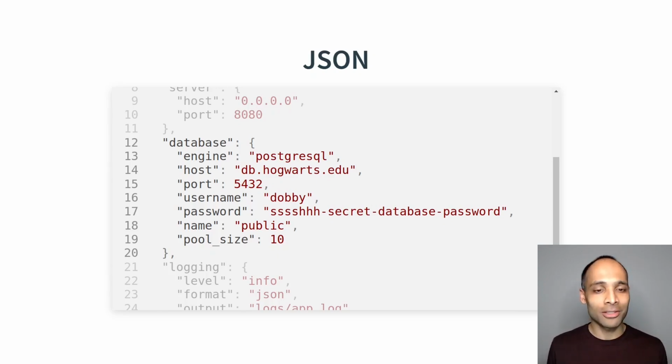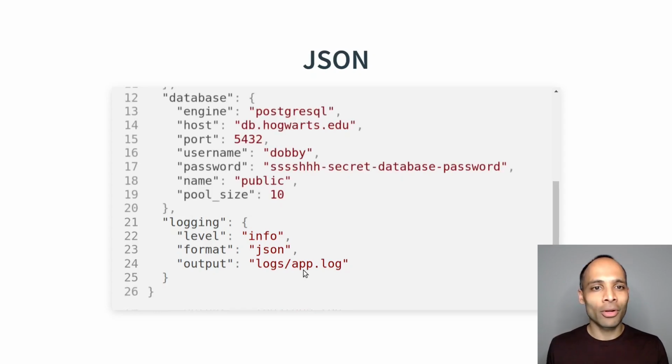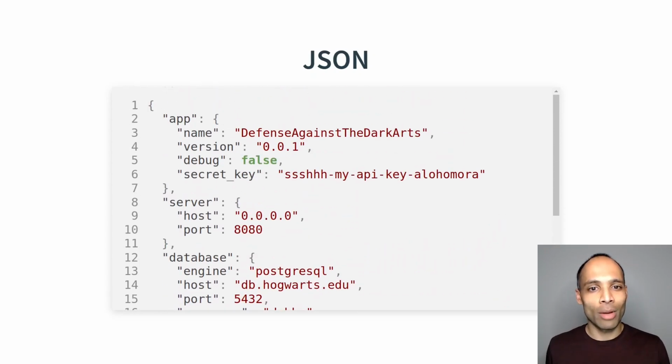It has some important things like a username and password. At the end, we see some logging settings. Here it looks like we want to log at the info level, and we can also see where we want these logs to be sent. This is a fairly standard way of configuring your web app using JSON, and there's nothing wrong with it.